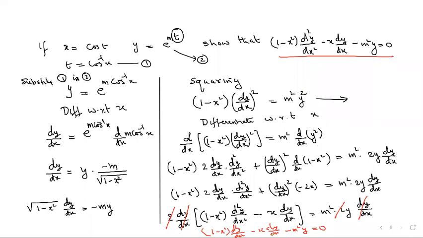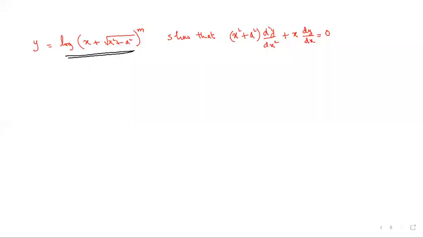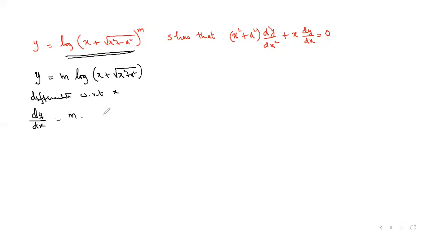I hope you can read it. So y is m log of x plus root of x square plus a square. Now differentiate with respect to x. So derivative of y, dy by dx, is m into 1 upon x plus root of x square plus a square into d by dx of x plus root of x square plus a square.